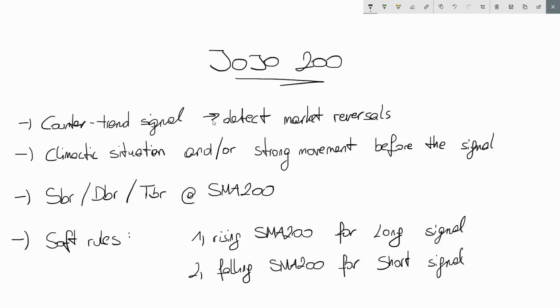When we then get a retracement, so you know it's basic location point logic, when we get a retracement, a single bar retracement, double bar retracement or triple bar retracement at the SMA 200, then we have a yo-yo 200 signal.